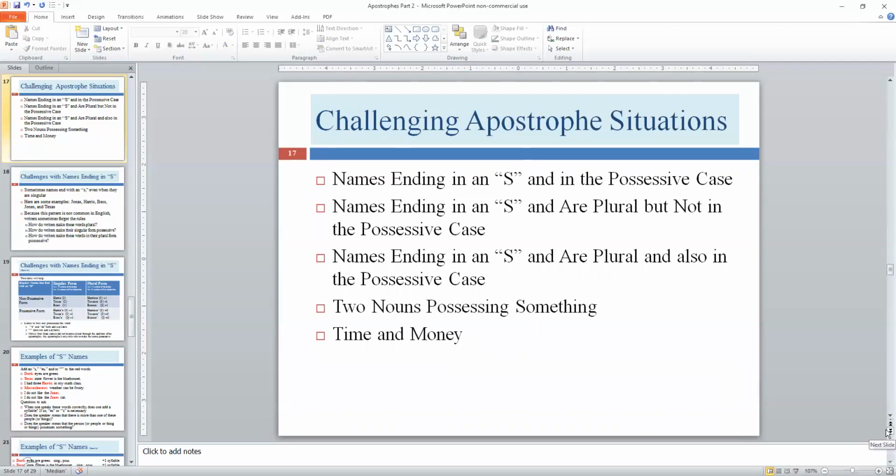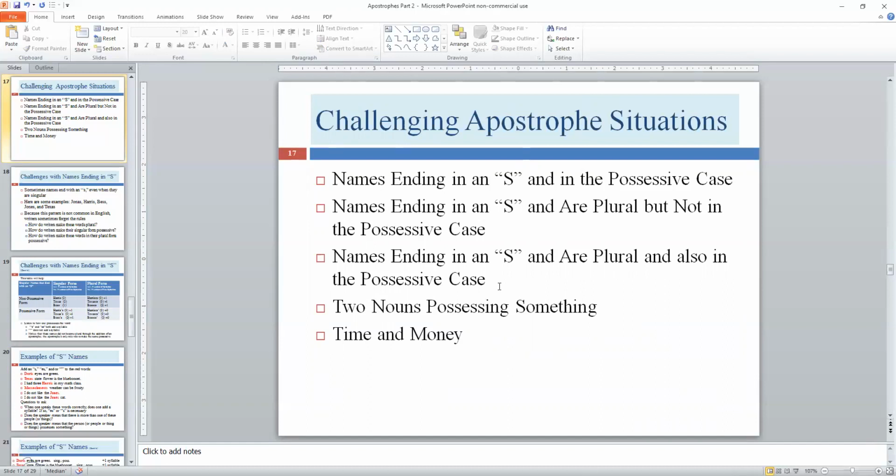We've gone through the three main categories, and these are some categories that we haven't necessarily spent time talking about. These are names ending in an S that are in the possessive case. Then we're going to talk about names ending in S that are plural but are not in the possessive case. And finally, we'll talk about names ending in S that are plural and are also in the possessive case.